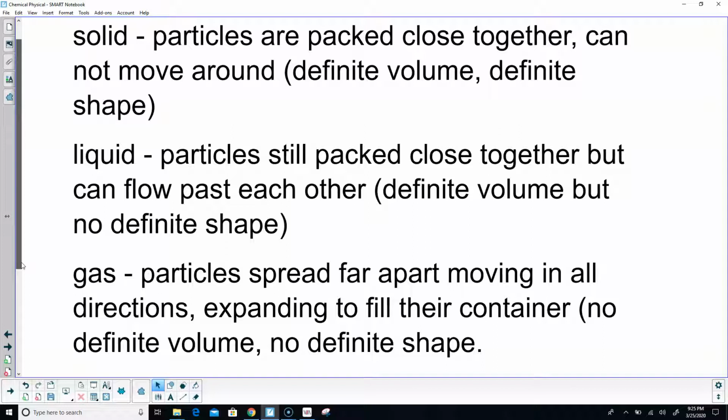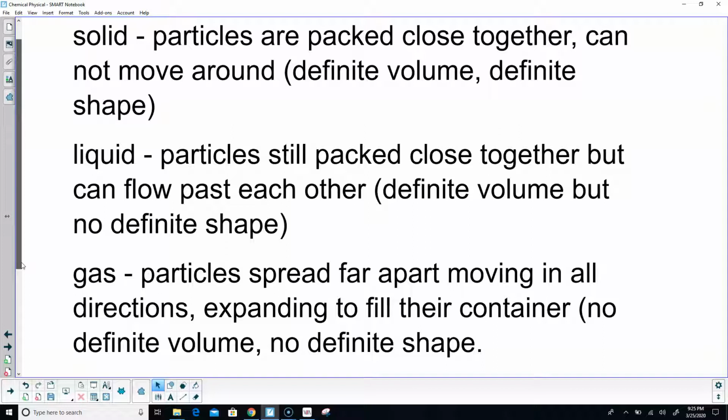You'll remember the liquid particles are still packed in close together, but they can flow past one another. So they have a little more energy. They're able to glide past one another. They do have a definite volume. They're still packed in close together, but they take the shape of their container. All right, they can flow and glide and move around.